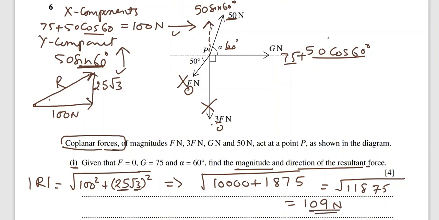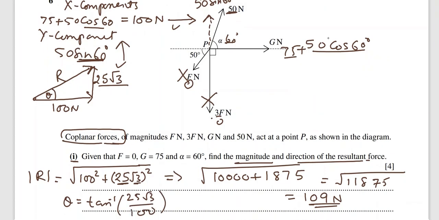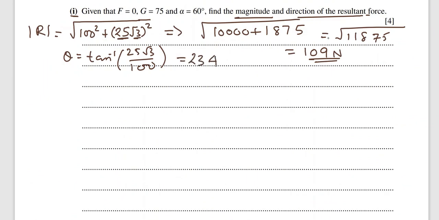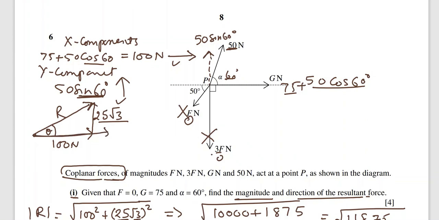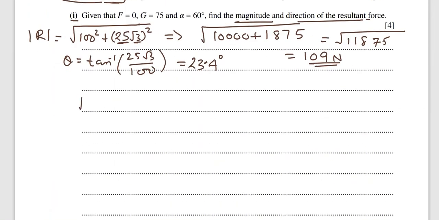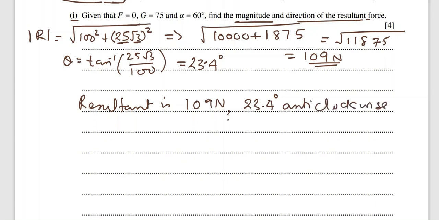Now the direction. Direction is always found from the tail of the resultant. This angle we have to find, and that will be tan inverse of 25 square root 3 over 100. That's how we find angle theta, and that comes out to 23.4 degrees. But we can't leave it like this; we have to show that it is 23.4 with respect to the positive x direction. So we will write the resultant is 109 newtons and 23.4 degrees counterclockwise, anticlockwise, to the positive x-axis.